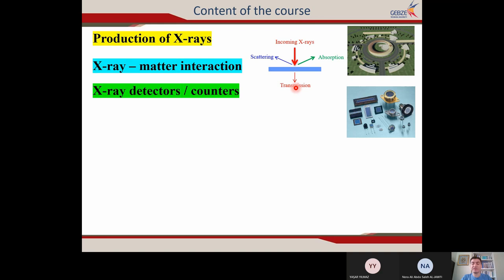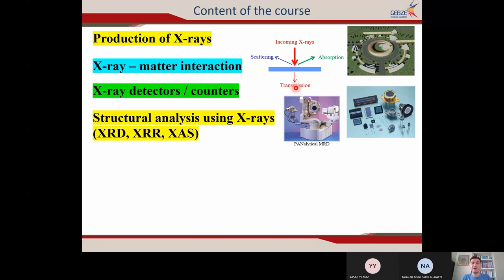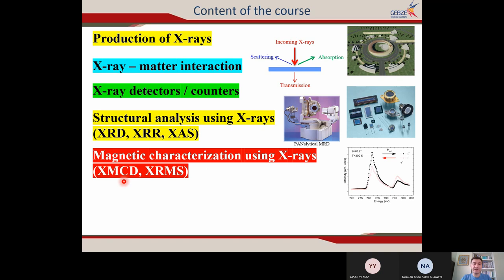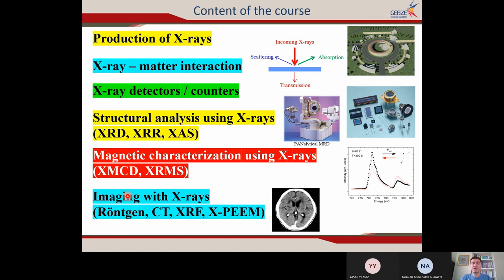We will see the basic principles of these methods, and we will see X-ray diffraction, X-ray reflectivity, and X-ray absorption spectroscopy methods for structural analysis. We will also see X-ray magnetic circular dichroism and X-ray resonant magnetic scattering methods in order to characterize the magnetic properties of materials. And finally, I will finish the semester with imaging by using X-rays. We will discuss medical imaging by using Röntgen and computed tomography, and the industrial application of computed tomography. We will talk about X-ray fluorescence for archaeological and historical painting applications. And we will finish with X-ray photoelectron emission microscopy for magnetic domain imaging.